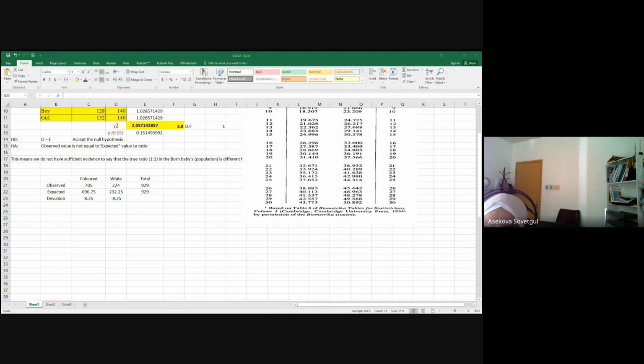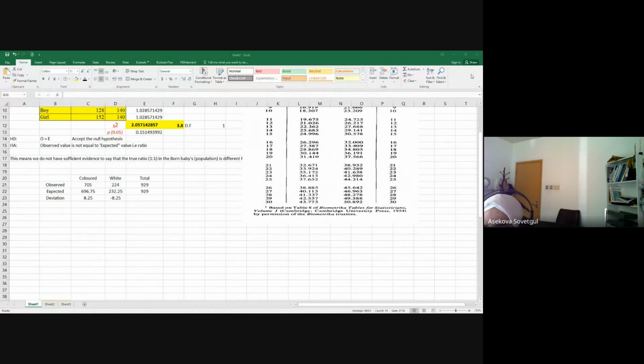So I also want to test it as a plant scientist. In my case, 705 is for purple color and 224 is for white color. So the deviation is 8.2. I also have to make the total number exactly the same as the previous researcher did, 929. I cannot make it more or less.